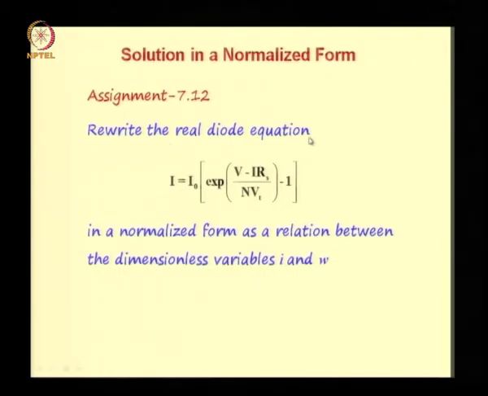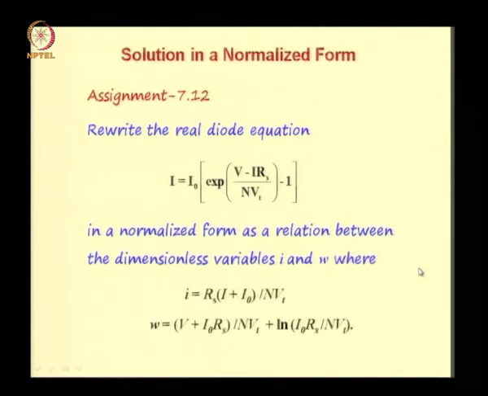Rewrite the real diode equation I equal to I naught into exponential of V minus the current I into the series resistance Rs divided by ideality factor into thermal voltage, minus 1, in a normalized form as a relation between the dimensionless variables small i and small w given below.